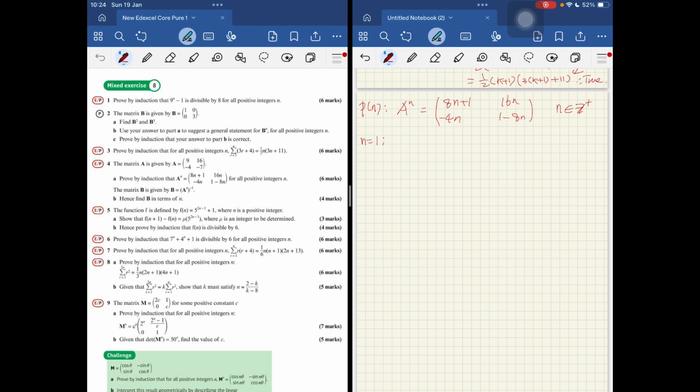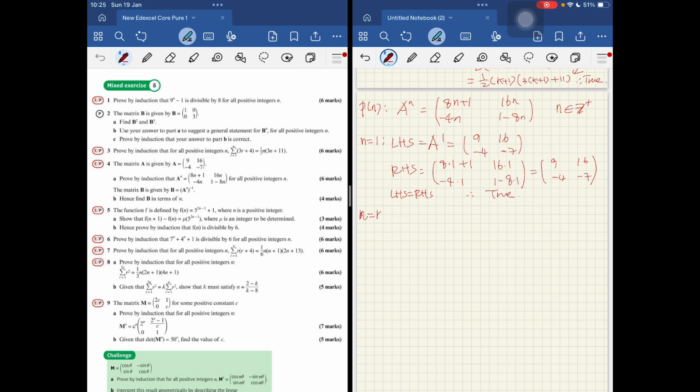So when n equals 1, A to the power of 1, this is again LHS and RHS. A to the power of 1, we know, is (9, 16; negative 4, negative 7). RHS: (8 times 1 plus 1, 16 times 1; negative 4 times 1, 1 minus 8 times 1), which is (9, 16; negative 4, negative 7). LHS equals RHS, therefore true.